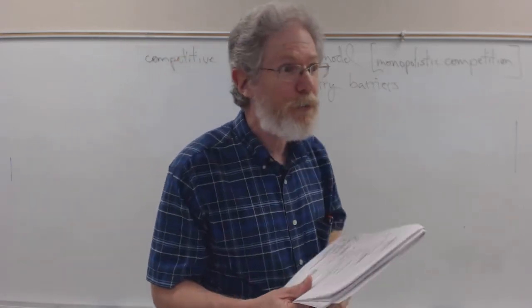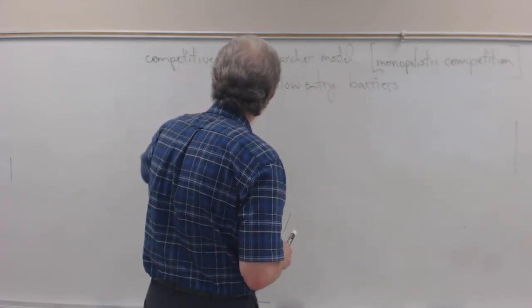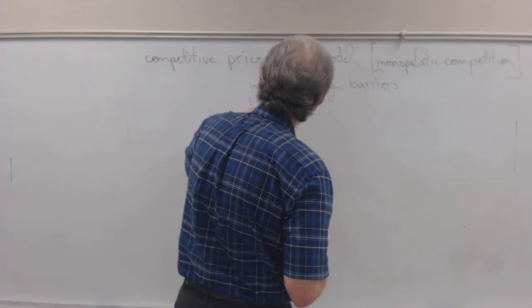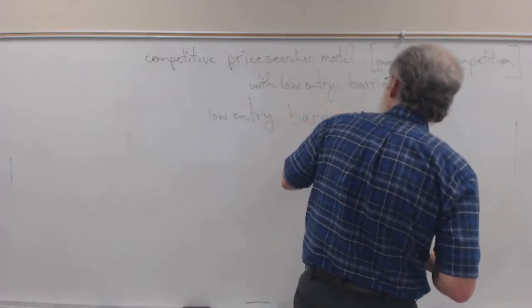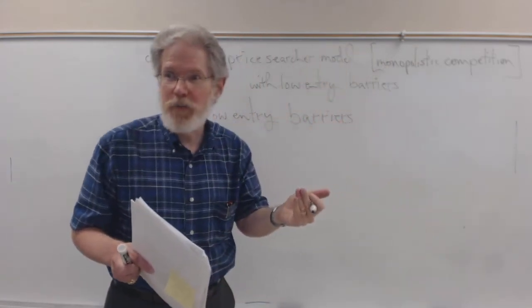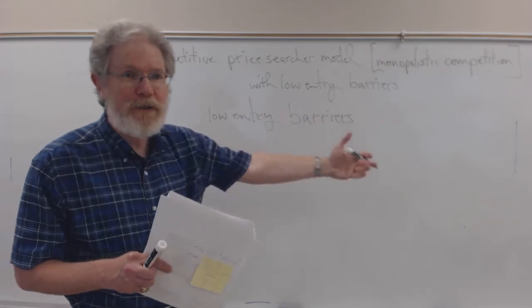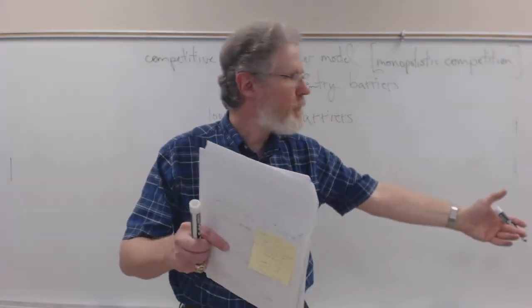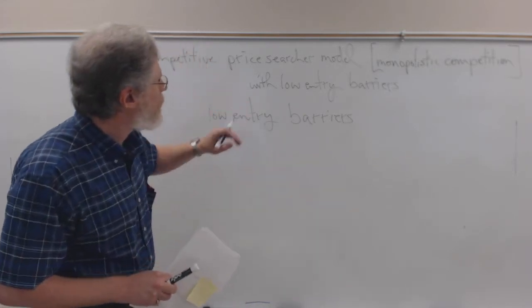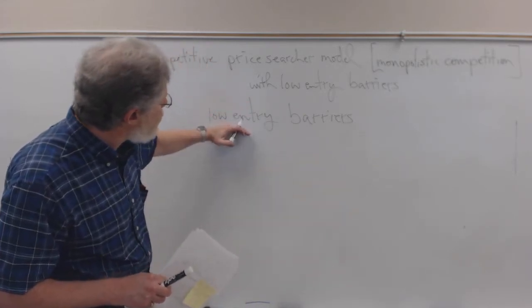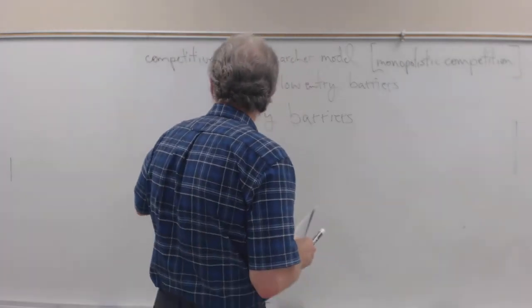Okay, so what are the characteristics of this type of model? First, low entry barriers, just like with our price taker market. What does that mean? It means it's very easy for new firms to come in and start competing. It's very easy for firms to leave if they decide that they can't cover their costs. So no difference here between this model and the price taker market.